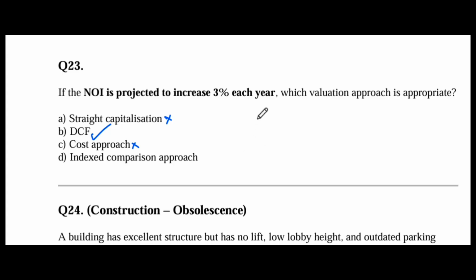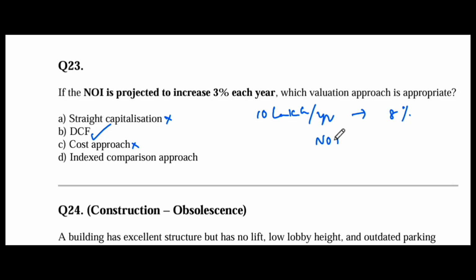A building earns 10 lakh per year, and it is stable forever. Every year we will get 10 lakh per year. So the cap rate is 8%. So value would be how much? Present value of the property.